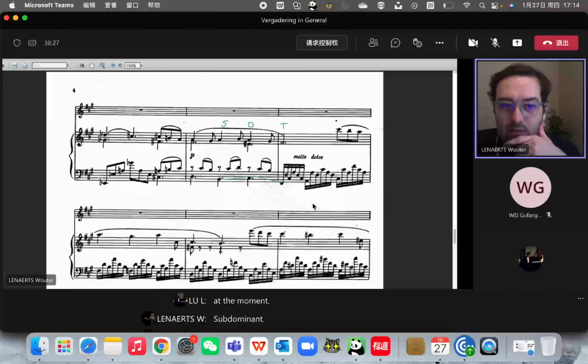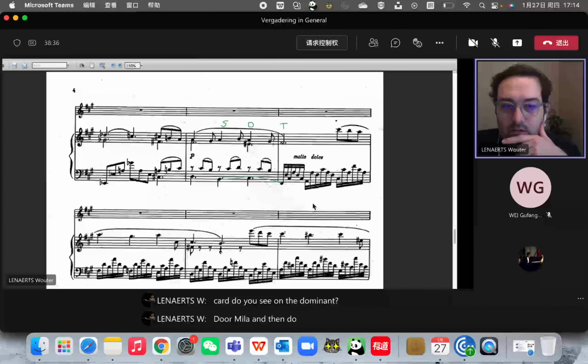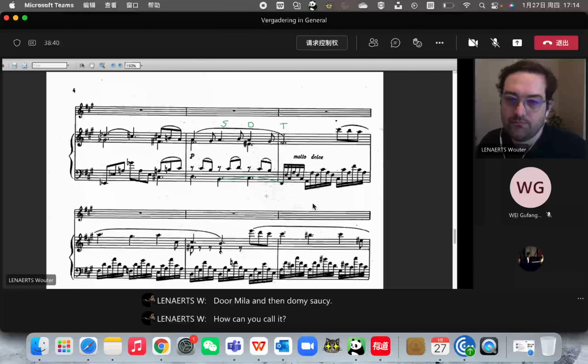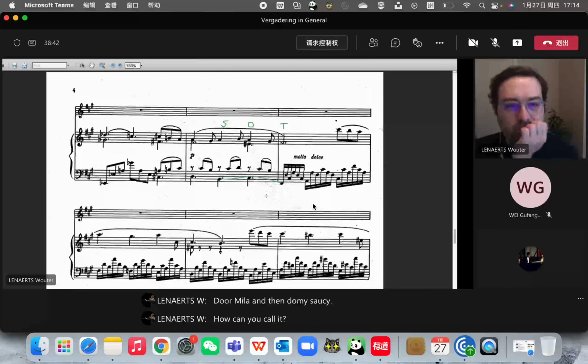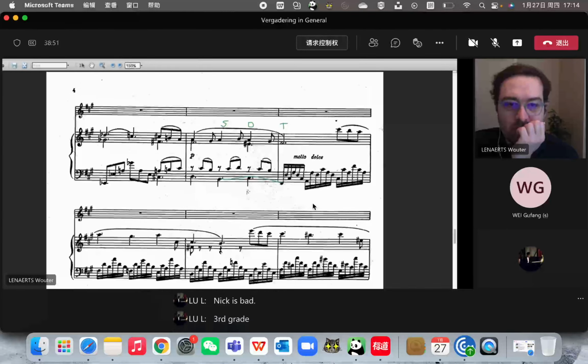Okay, very good. Now, can we look at the dominant? Which chord do you see on the dominant? Do sharp, mi, sol, si. How can you call it? Mi, la, do sharp is the third degree, the third degree sixth chord. This is the third sixth chord, first inversion. Very good.